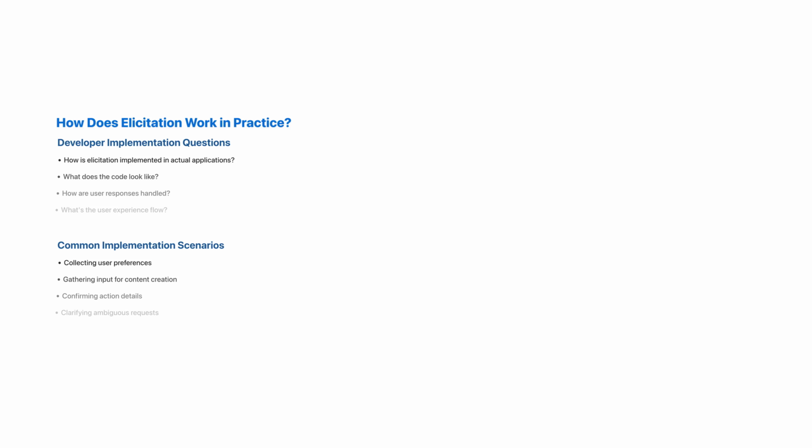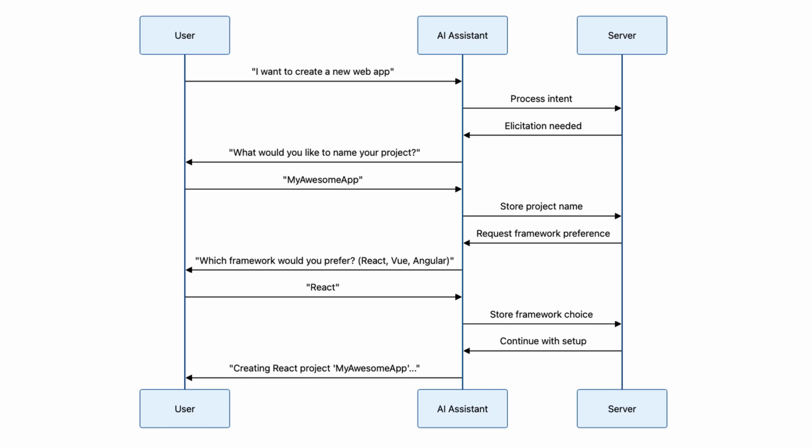Like, how would a developer actually implement elicitation in their application? Sure. Let's say you're building an AI coding assistant that helps users create new projects. A user says, I want to create a new web app. Now, instead of guessing or giving generic instructions, your assistant can use elicitation to ask, what would you like to name this project? And once they answer, it might ask, which framework would you prefer? React, Vue, or Angular? Each question comes exactly when needed in the conversation flow.